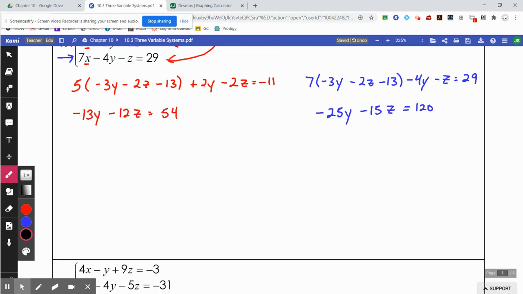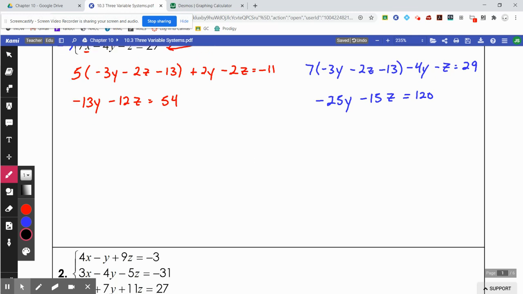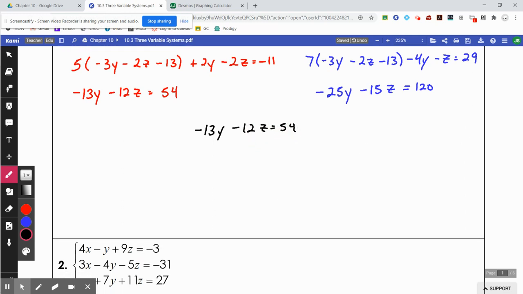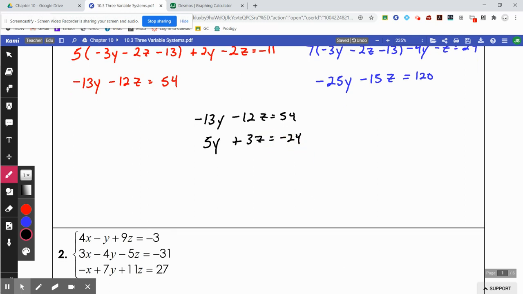Now, if it does reduce, like this second equation will reduce, I like to reduce that down as I write it. So I have negative 13y minus 12z equals 54. Not much you can do with that. But my second equation, I'm going to go through and divide everything by negative 5. So that's going to give me a positive 5y, a positive 3z, if you divide by negative 5, and a negative 24. So there's my new system that has only y's and z's.